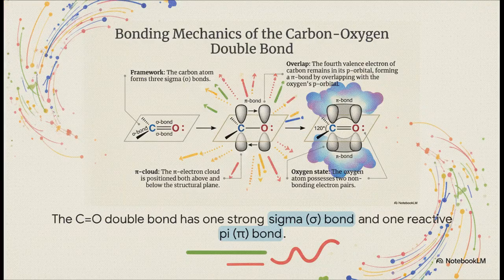Okay, let's break down that double bond a little more. First up, you've got the sigma bond. Think of that as the strong, direct, structural link between the carbon and the oxygen. Then you have the pi bond. This one's formed by the sideways overlap of some other orbitals called p orbitals. A good way to picture it is like a cloud of electrons just sitting above and below that main bond. And it's this pi cloud that makes the double bond so darn reactive.